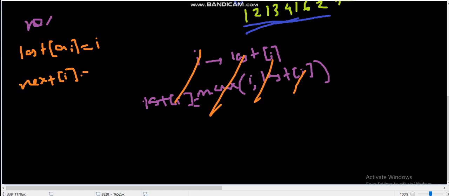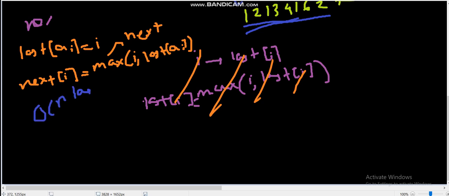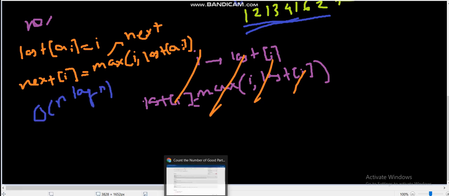So next of I will be nothing but the maximum of next of I comma last of ai, right? This is the value. We are taking the max in the next array. So for finding the max from I comma last of ai, we can use some data structure. I have used a segment tree here. I think there could be some better data structure. So our overall time complexity for this problem will be order of n log n. I hope you got it. Now let's jump into the code. It will be much better.